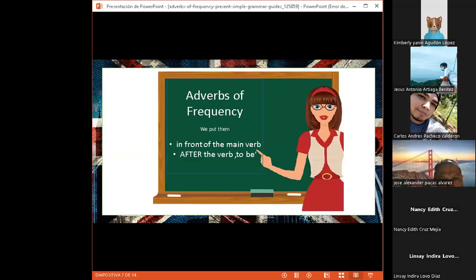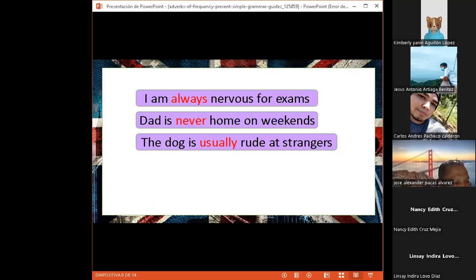Okay, this is something that you have to remember, right? Adverbs of frequency go in front of the main verb, como le decía, ¿no? Van antes del verbo. But with the verb to be, am, is, are, el adverbio de tiempo va después del verbo to be. Si observan acá, I am always nervous for exams. Siempre me pongo nervioso para los exámenes.